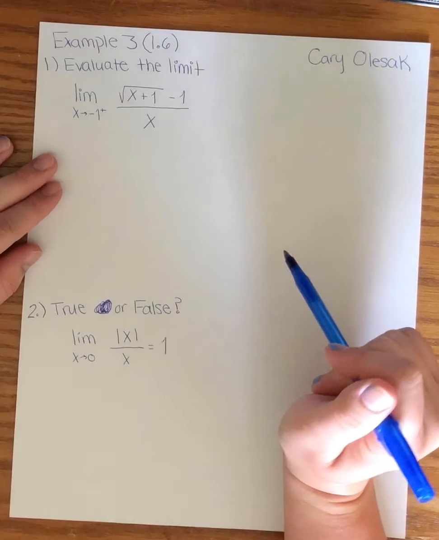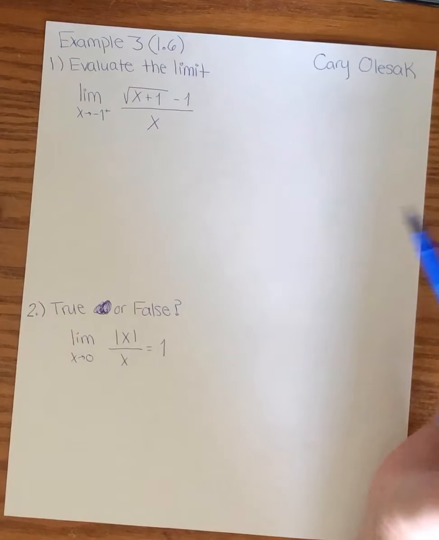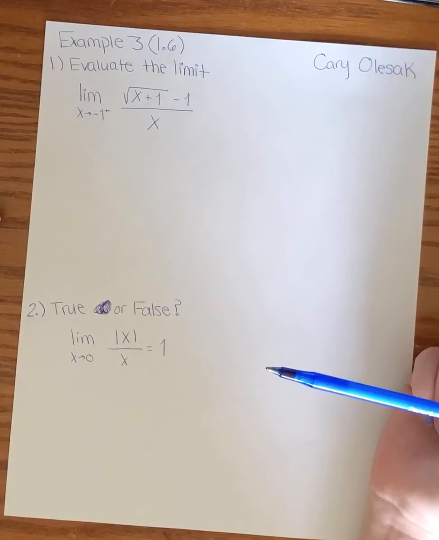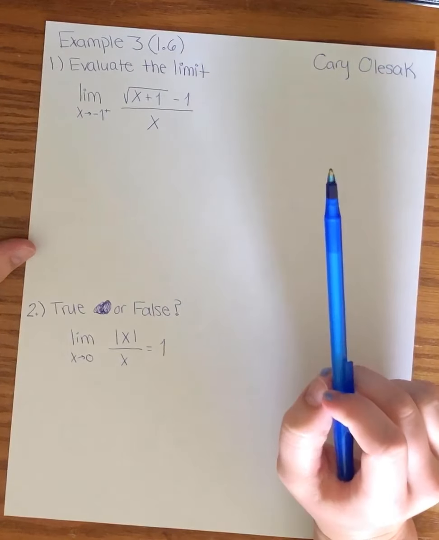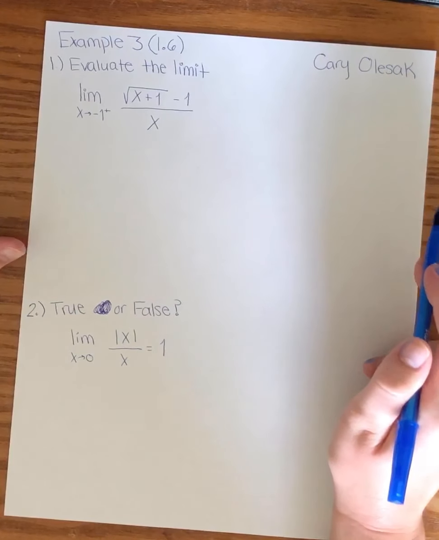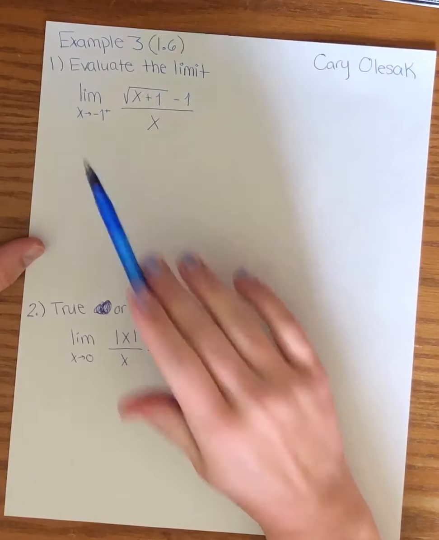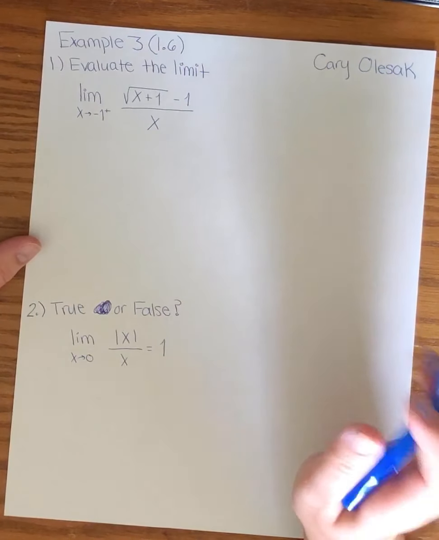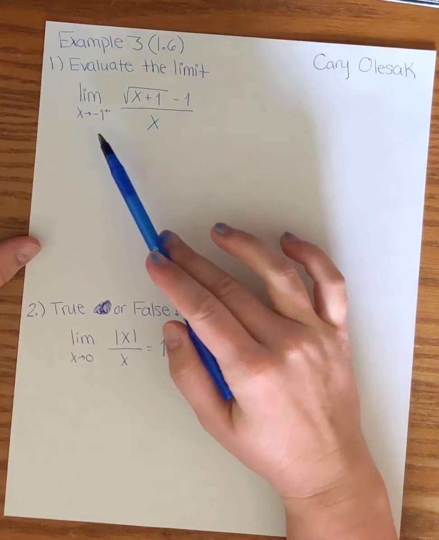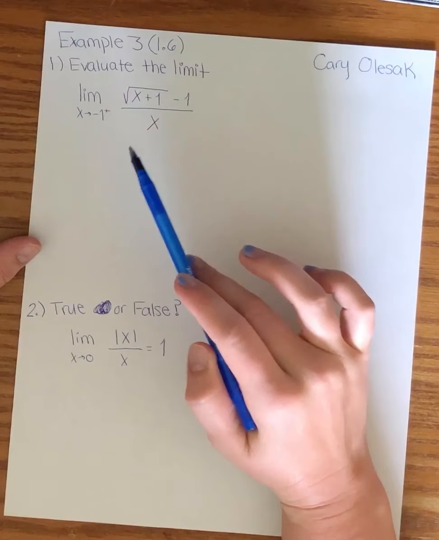So my first problem I'm supposed to evaluate is: evaluate the limit as x approaches -1 from the right side of this equation, square root of x plus x minus 1 over x. When first looking at a limit problem, I like to know what kind of limit I'm looking at. Is it a double-sided limit? Is it the right side or the left side? From this, I can see they want me to look at approaching from the right side.